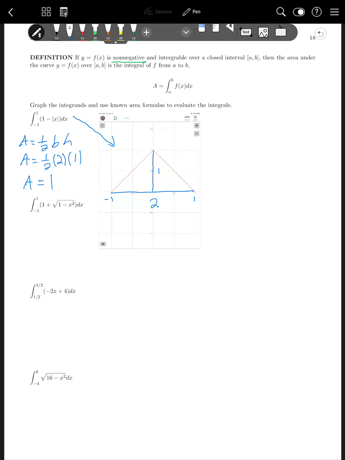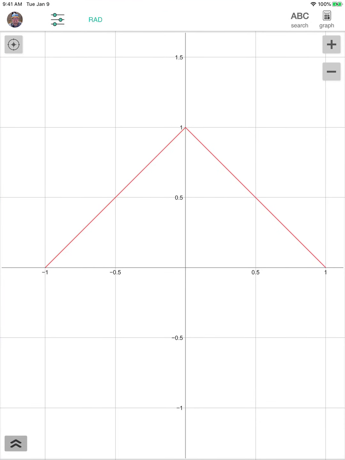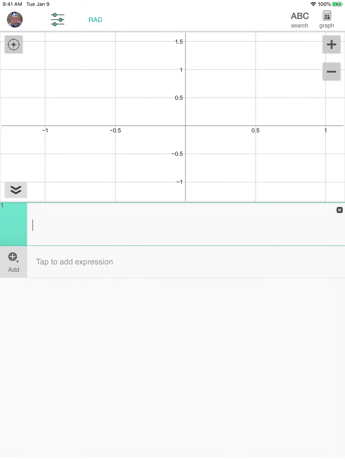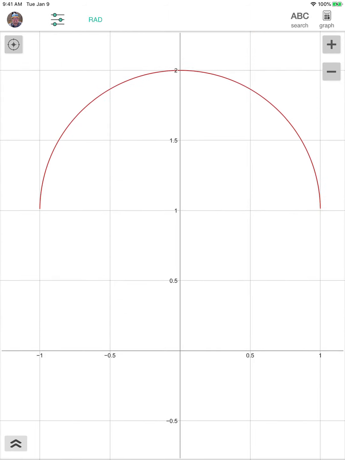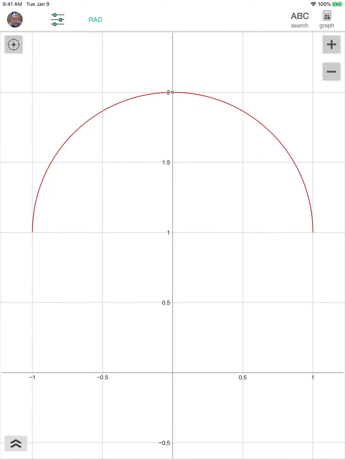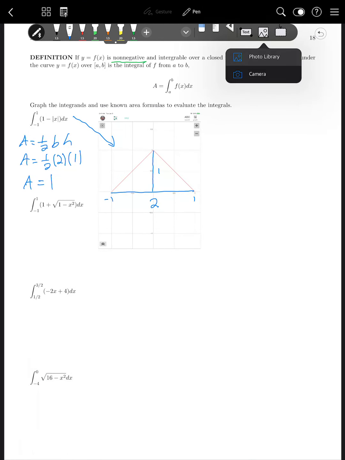So let's look at another one. So if I graph the second one here, the second one is 1 plus the square root of 1 minus x squared. Okay, and if we look at this one, what we get is a semicircle that's above the x-axis. So if I do the same thing I did here, I'm going to copy this into my notes. Okay, so I'll copy the graph in here.